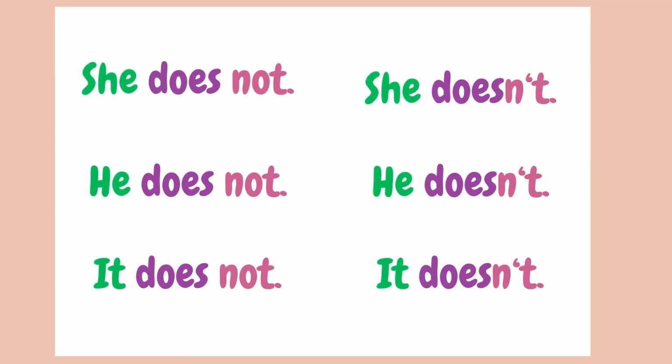And for she, he, and it, remember we use does. So if we wanted to say something negative, we would say she does not. He does not. It does not. Or we can combine does and not and say doesn't. She doesn't. He doesn't. It doesn't.